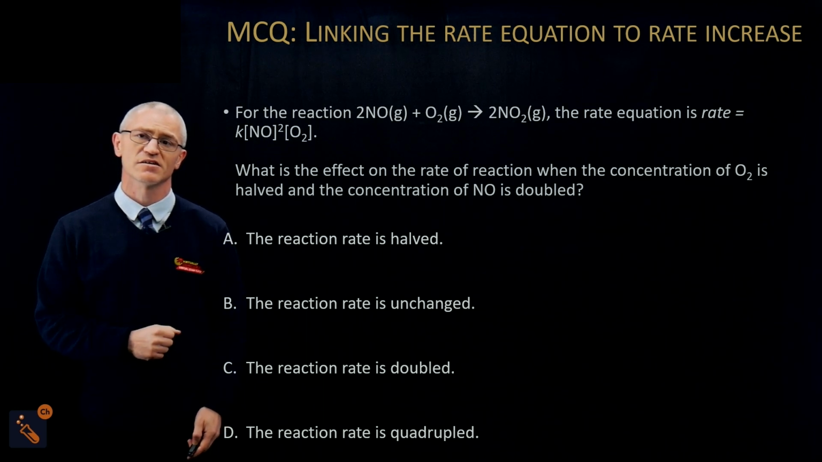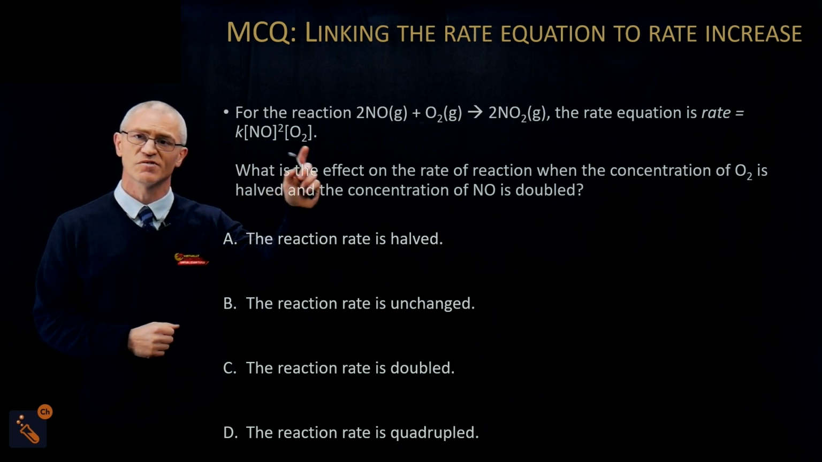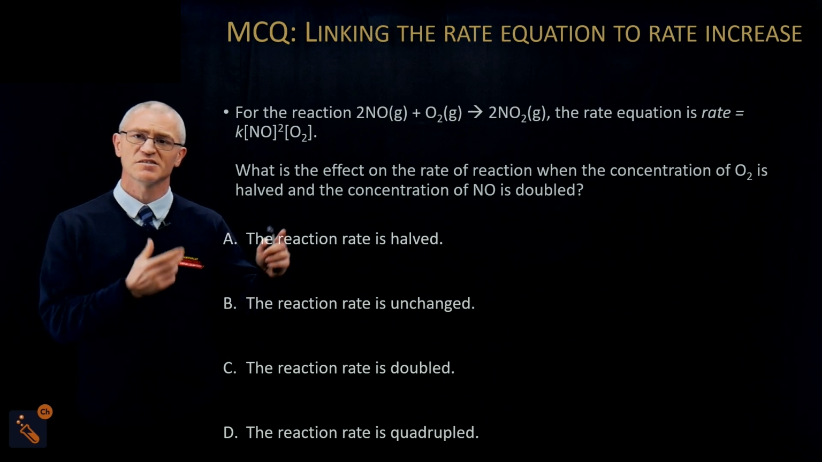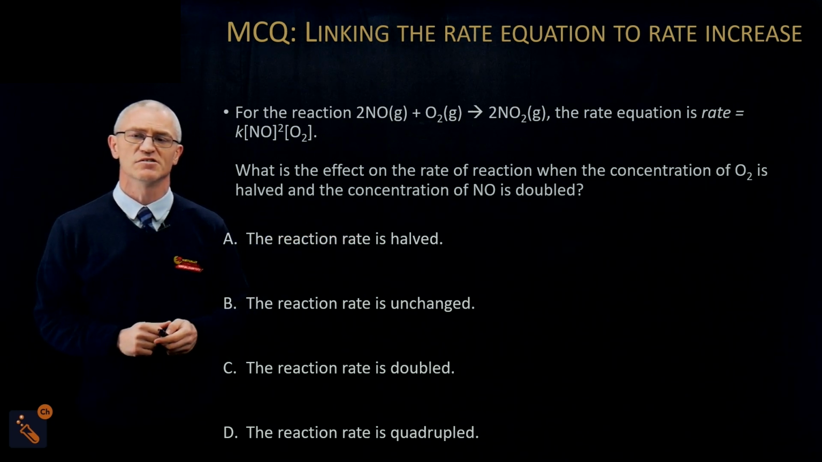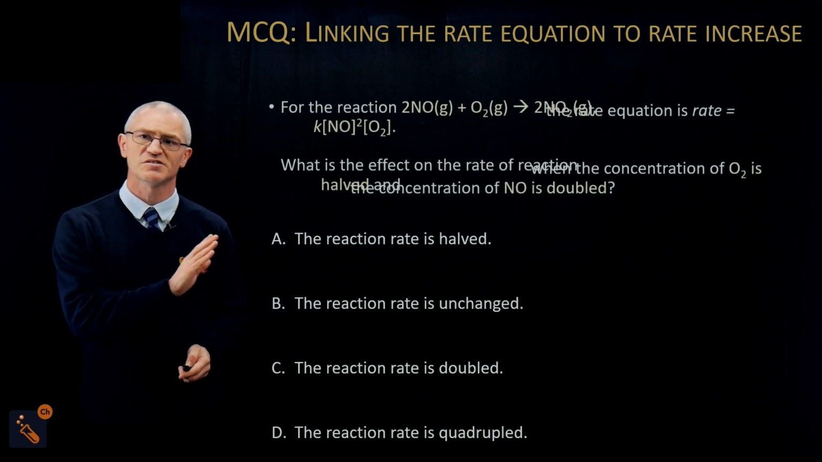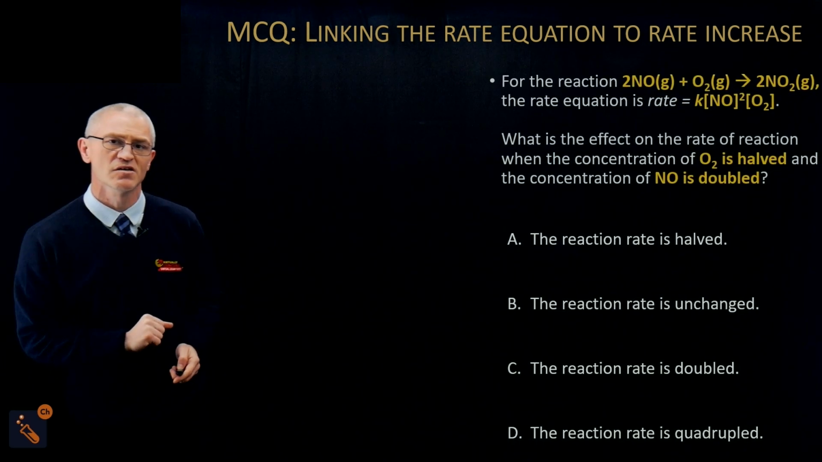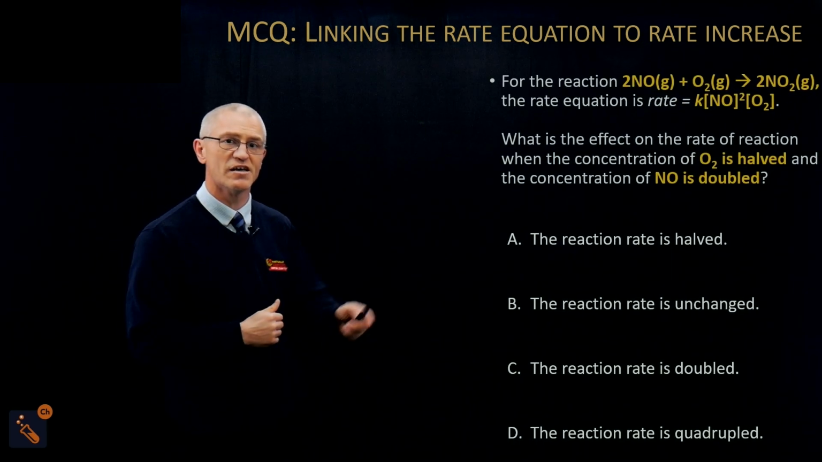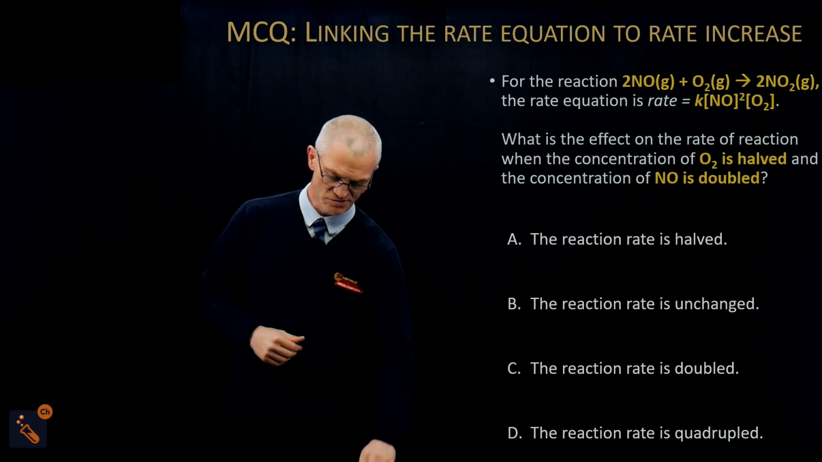But in this MCQ, you can see I've got a rate equation at the top. It's asking me what is the effect on rate of reaction if I change concentrations of the reactants. And it gives us some options. So we put this to the side and highlight the main areas. We're highlighting the changes we're looking at, and we're highlighting this rate equation generally.